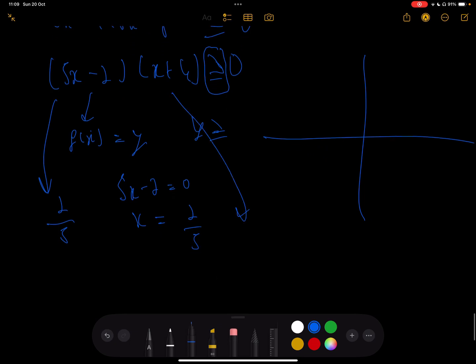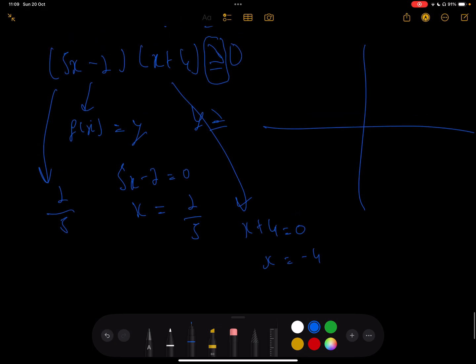And then for this one, x plus 4 equal to 0, therefore x is equal to minus 4, right? So that's what we would draw on our graph. So we'd have 2 over 5 here, minus 4 here, and you just simply draw a quadratic. It doesn't have to be accurate, you just have to show that it's going through the points, and you need to be able to see where.